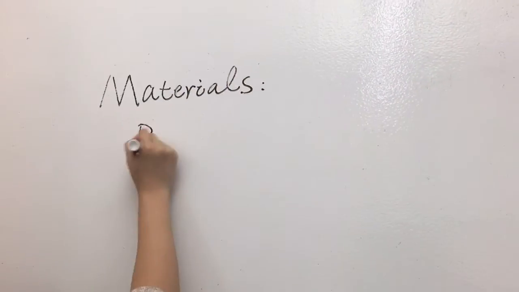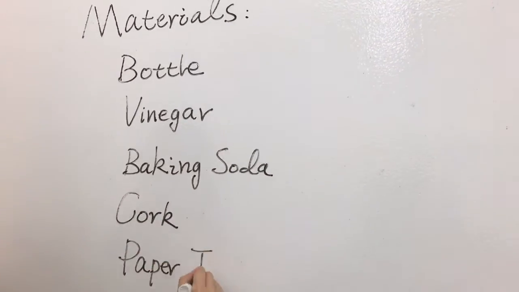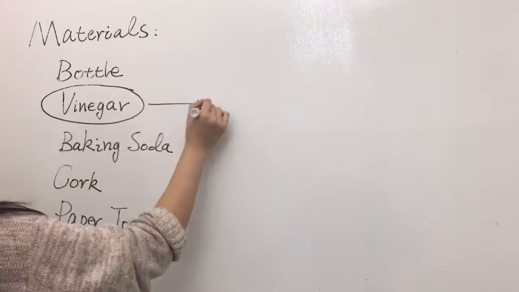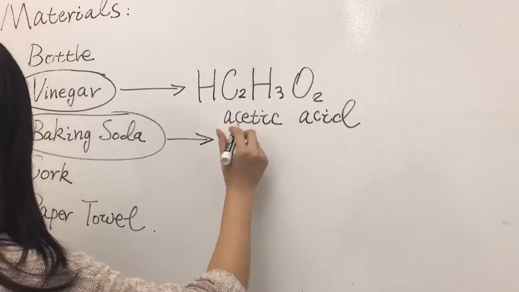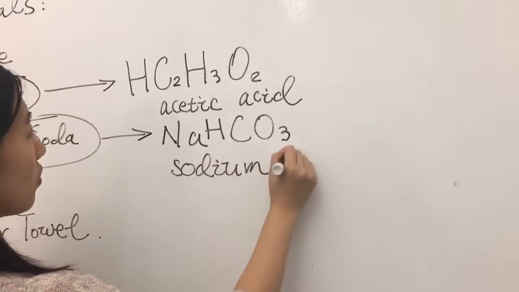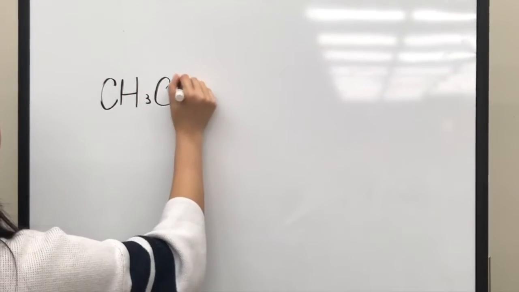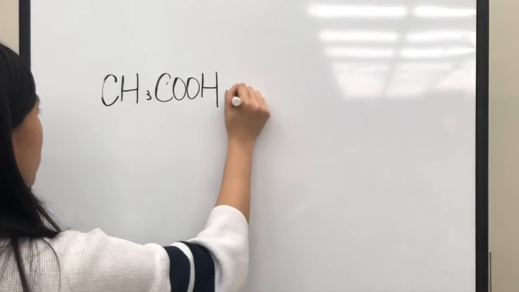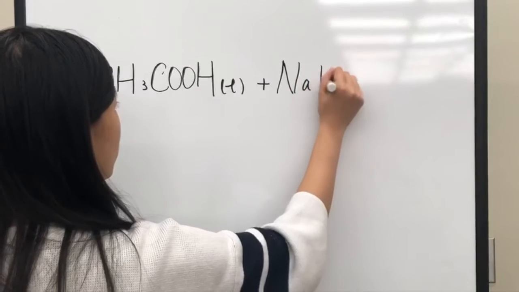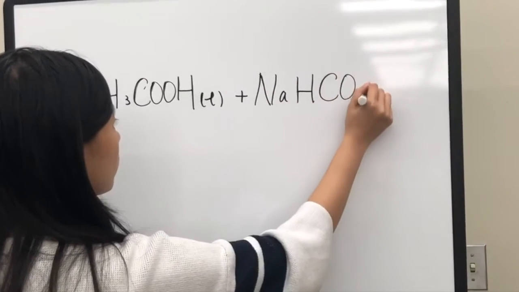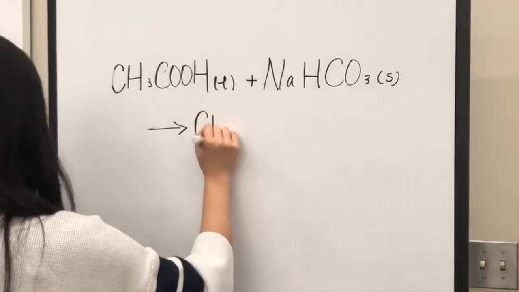Here are the materials we used for this experiment: a bottle, vinegar, baking soda, a cork, and a paper towel. We use these materials because vinegar, which is also known as acetic acid, and baking soda, which is also known as sodium bicarbonate, undergo a very interesting chemical reaction. The reaction between baking soda and vinegar occurs in two steps. The first step is when the initial mixture of our two reactants produces carbonic acid and sodium acetate. The second step is the immediate decomposition of the carbonic acid initially produced into water and carbon dioxide gas.